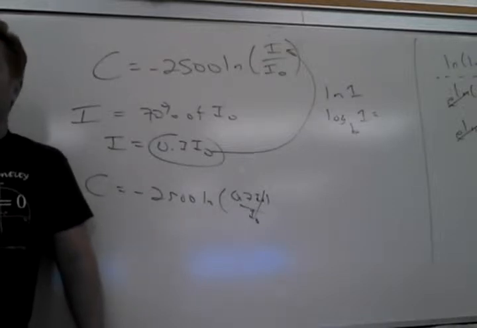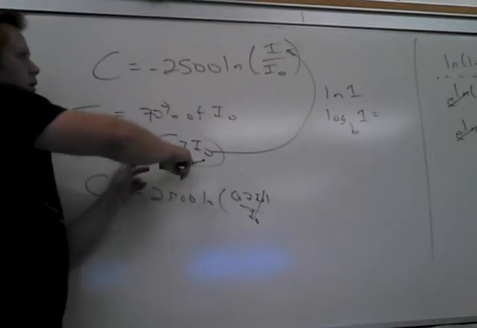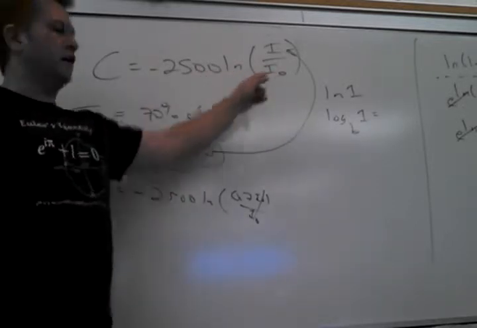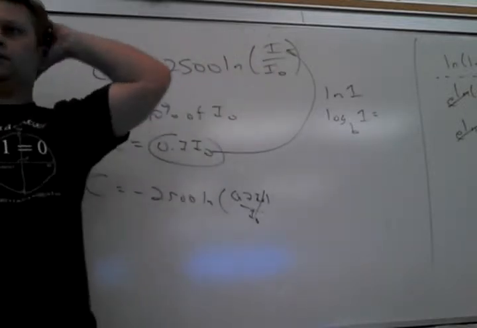So that problem was nowhere near as hard as it looked. You do have to get a little used to this. And then I don't care what the original light was. If I know it's at 70% of what it was, that's all I really need to know because the I-naughts cancel. Who cares what it was to begin with?